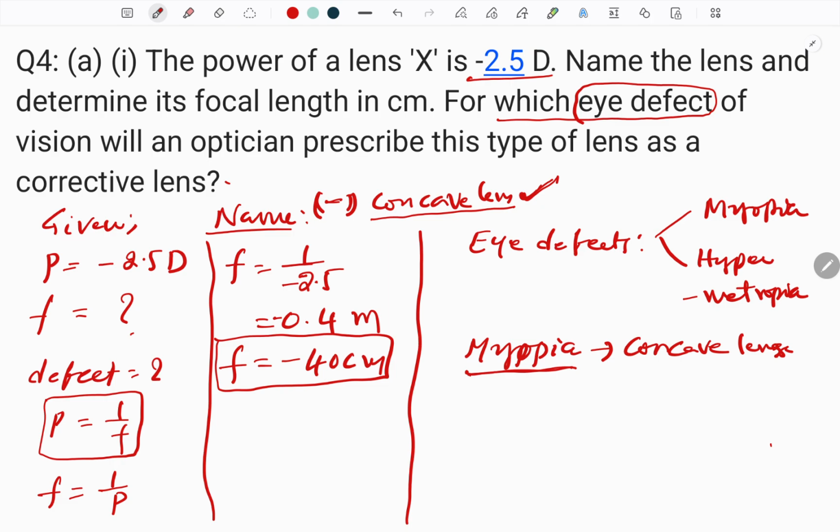Here we have found out the lens type, and the focal length we found, and moreover the defect of the eye also we found. This is how we can find out the answers for part A. So don't worry about it, it's quite easy, right? Let's go to part B of this question.